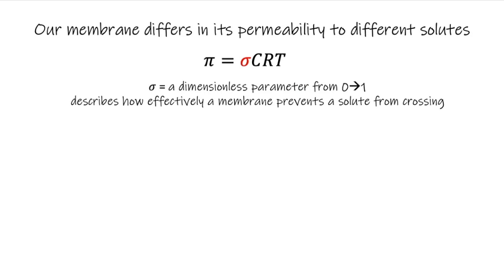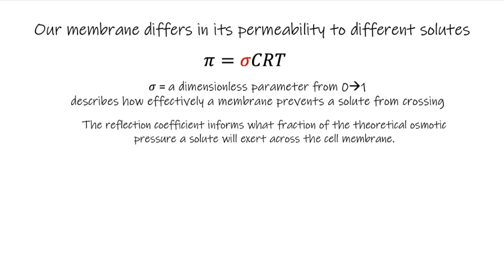Our membrane, however, differs in permeability to different solutes. We describe this using the reflection coefficient, represented by sigma. The reflection coefficient is a dimensionless parameter ranging from 0 to 1 and describes how effectively a membrane prevents a particular solute from crossing it. It indicates the fraction of the theoretical osmotic pressure. By including this in our van 't Hoff equation, we will calculate the fraction of the theoretical osmotic pressure that a solute actually exerts across the membrane.